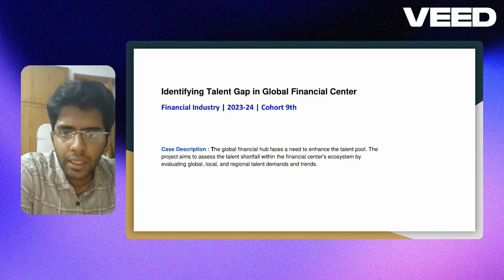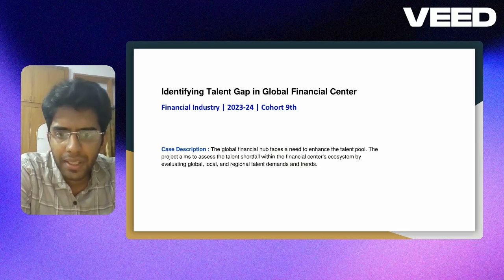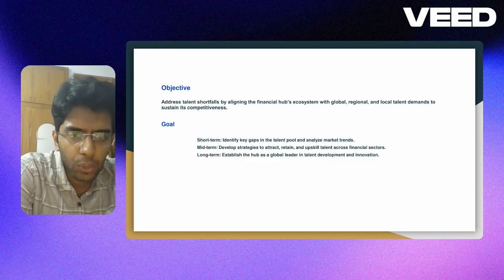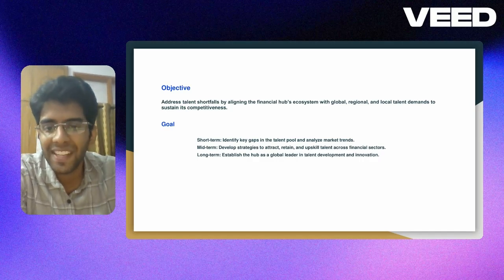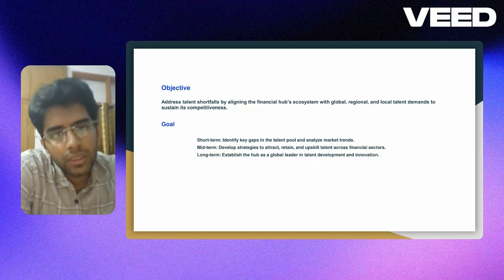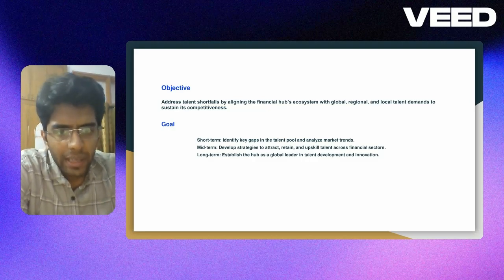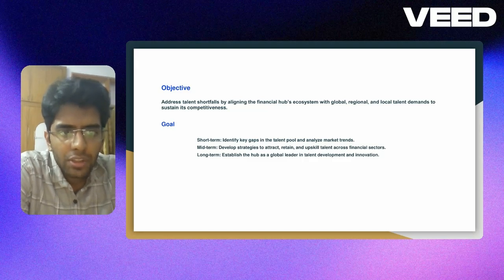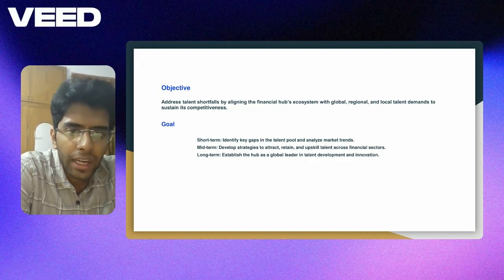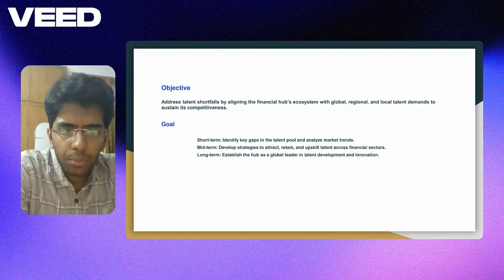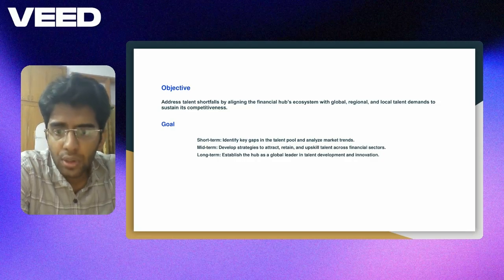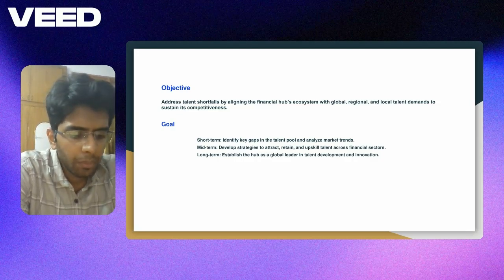Now I can go ahead and present another slide where I have redefined the objective and goal. I have already discussed the objective so far, but I'd like to reiterate it in a very crystal clear manner. The objective here is to address talent shortfalls by aligning the financial hub's ecosystem with global, regional, and local talent demand to sustain its competitiveness. So it is very clear from the objective that we need to address these talent shortfalls.